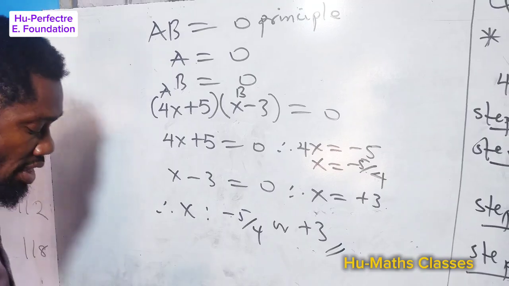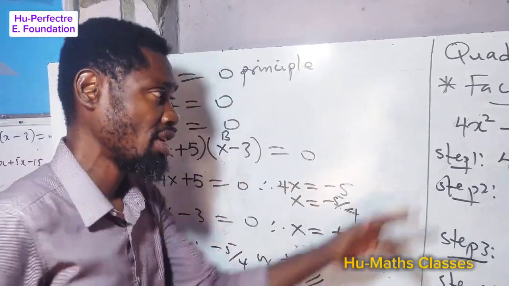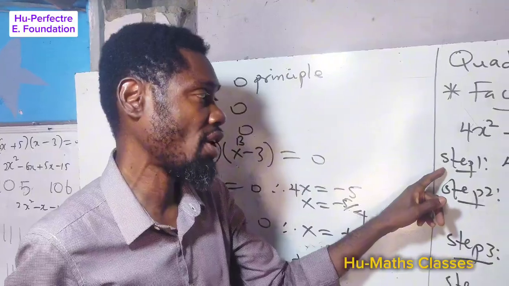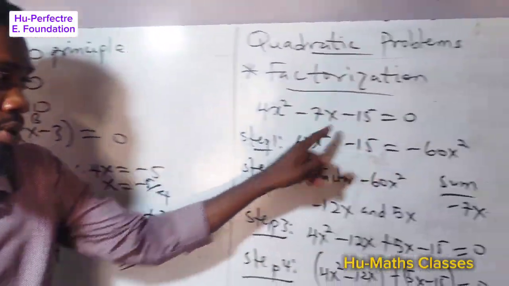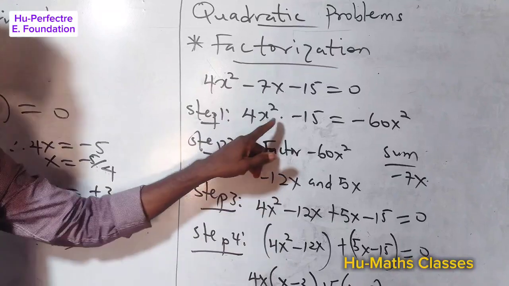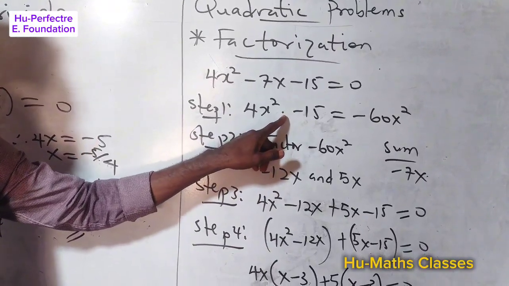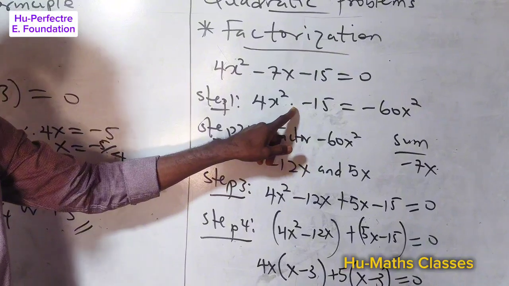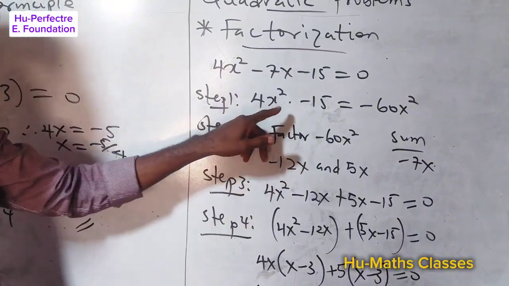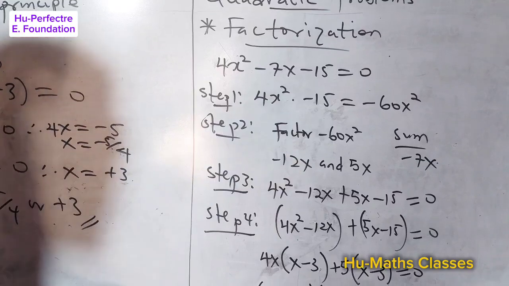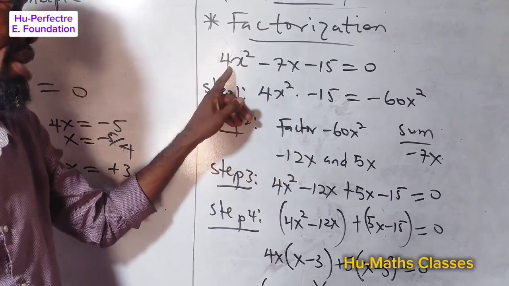This is solving a quadratic problem using the factorization method. Remember I said the first step, multiply the first variable and the last variable. We got minus 60x squared. I've decided to use dot as my multiplication sign. Dot is my times in this operation, so don't get confused. This is not a decimal point. It's just a dot that denotes multiplication. So the first step, multiply the first variable and the last one.